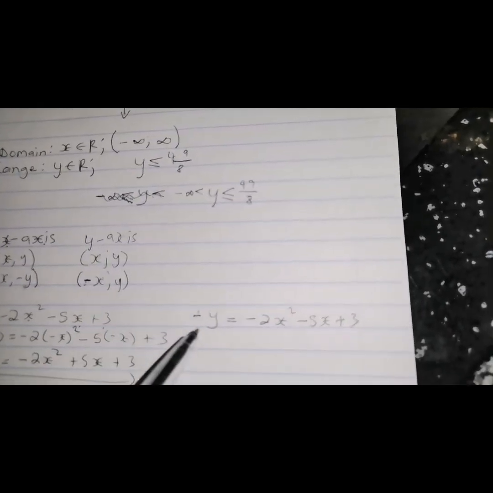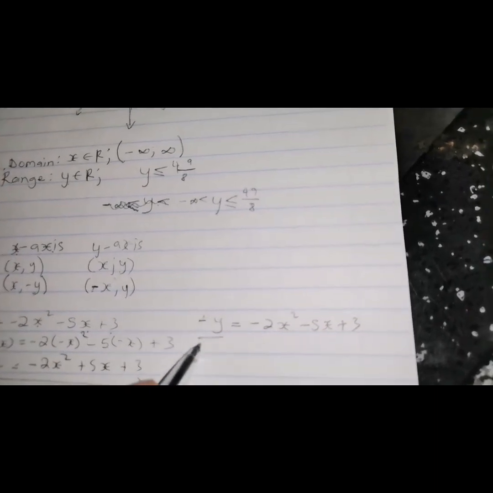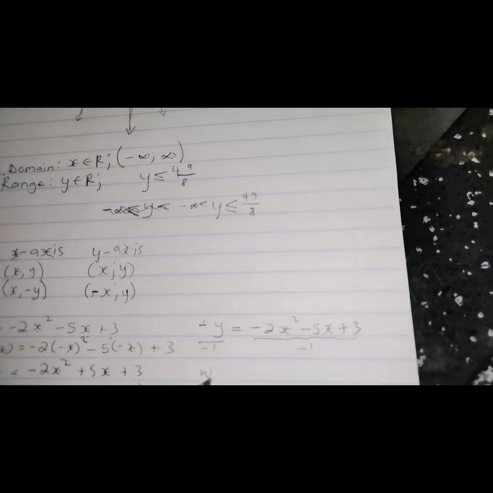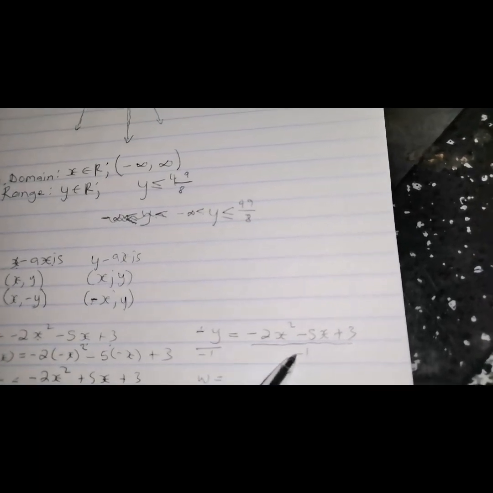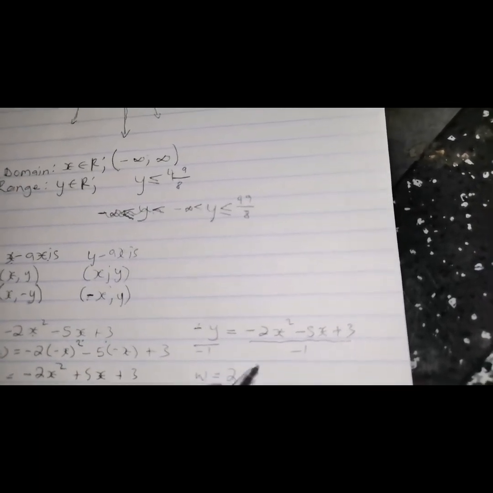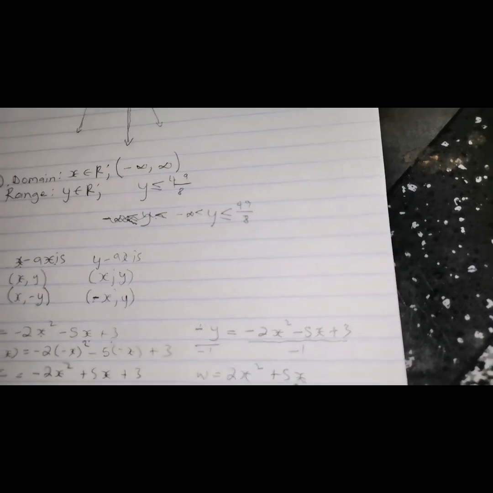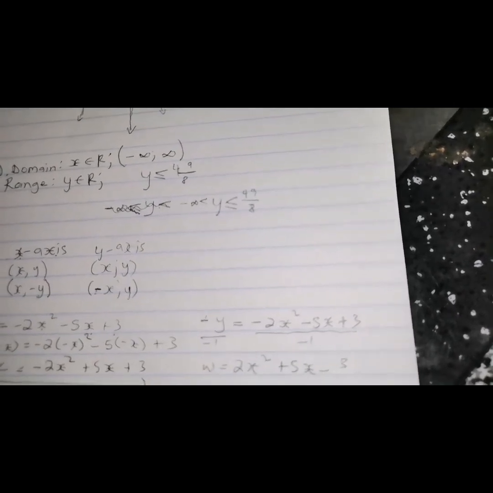Then we're going to divide both sides by this negative here. That's our aim. Divide both sides by negative 1. Then the new equation is W equals negative divided by negative is positive 2x squared, negative divided by negative is positive 5x, then positive divided by negative is equal to negative 3. Then you are done, guys. Done.